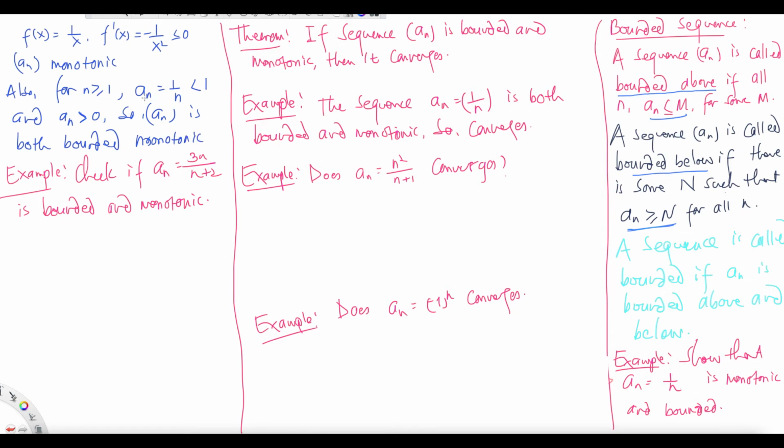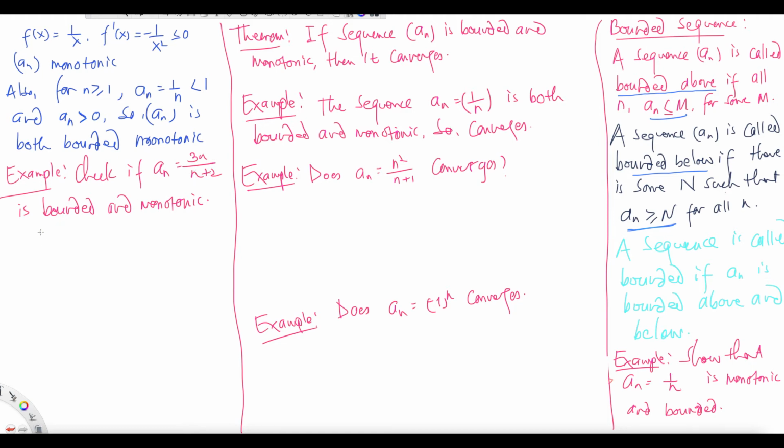Okay, guys. So the next example is: check if a_n = 3n over n plus 2 is bounded and monotonic. Do you think this is bounded or not? To check that, if you set n equals 1, what do you get? 3 over 3, that will be 1, right? If you put n equals 2, what do you get? 3 times 2 is 6 over 3 plus 2 is 5, so 6 over 5. And if you put n equals 3, what do you get? 9 over 5. So it looks like the terms are going up, right?